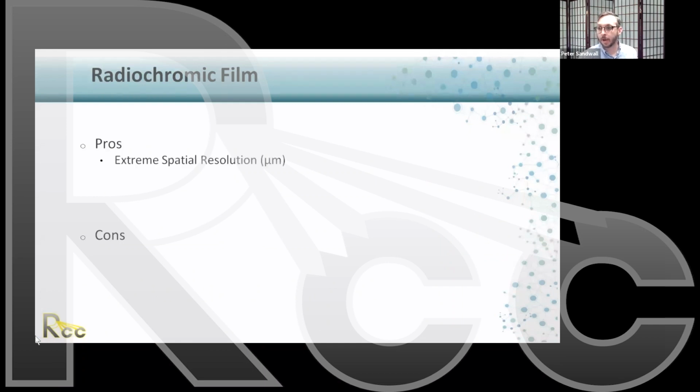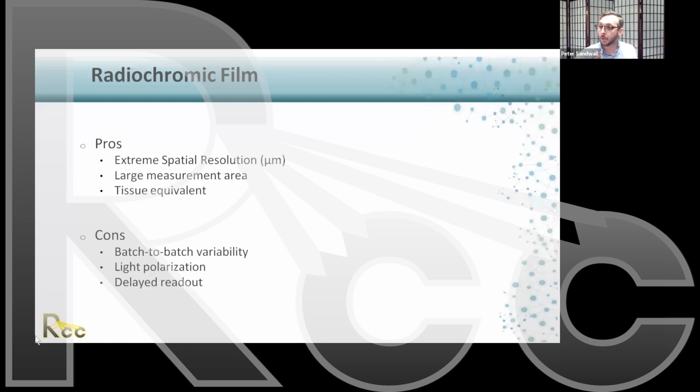So the pros of film are extreme spatial resolution. You get down to micrometers. A large measurement area, you get a good spatial, and it's tissue equivalent. It's made out of hydrocarbons. The cons: there's batch to batch sensitivity, so you need to create a new calibration for each batch of film you get. There's this light polarization, so you want to be really mindful of your process, and it requires a delayed readout.